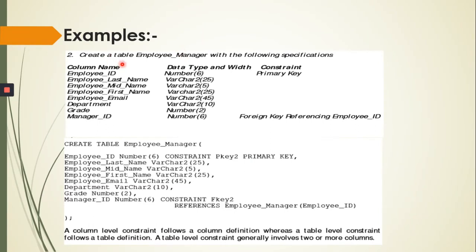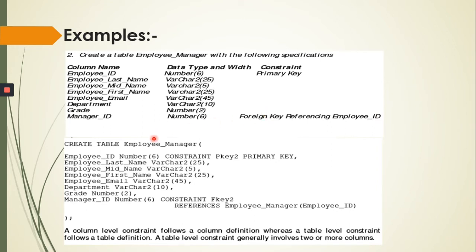Now here, create a table employee manager with the following specification. Again they are giving the specification. Here the concept of primary key and foreign key is used. See: employee ID, employee last name, employee middle name, employee first name, employee email address, department, grade and manager ID. Here they give the data type with its size. Now for primary key, employee ID is the primary key and manager ID is a foreign key referencing employee ID. From employee ID they are giving the manager ID.